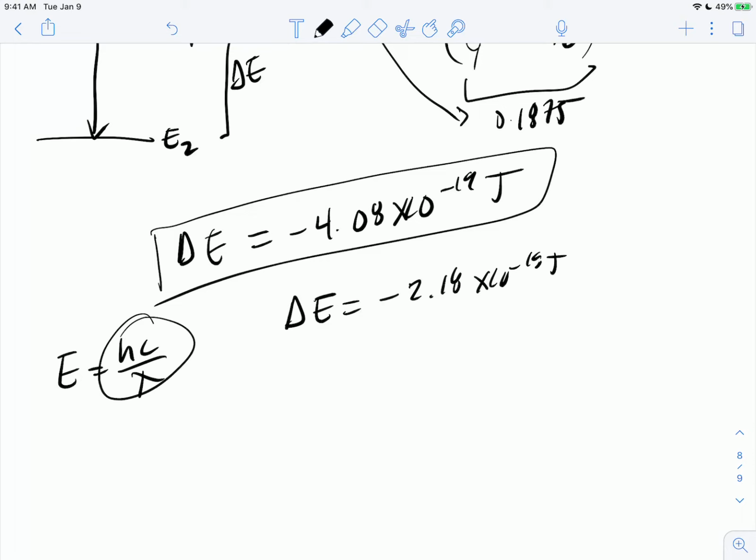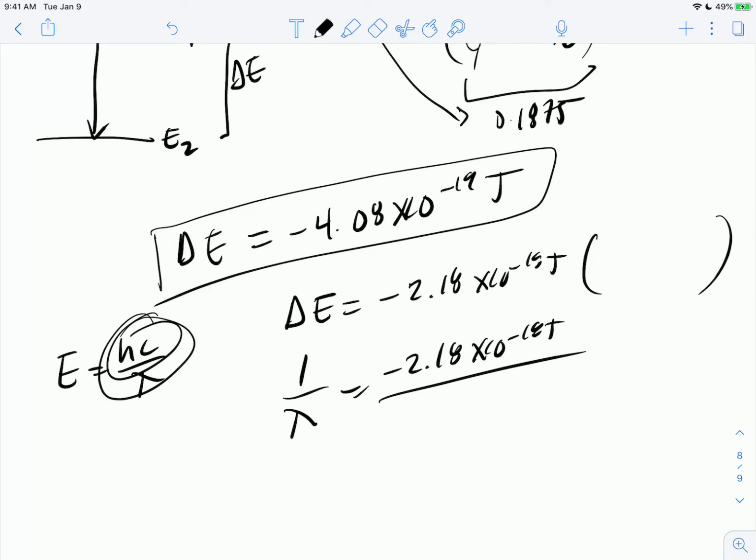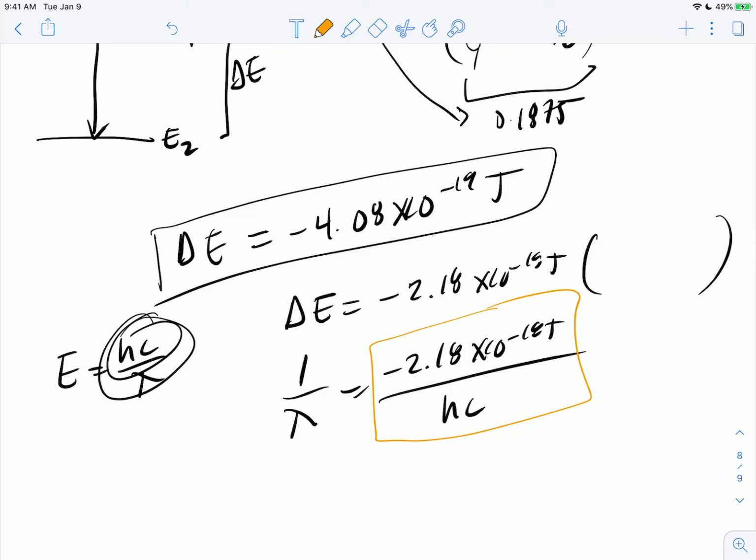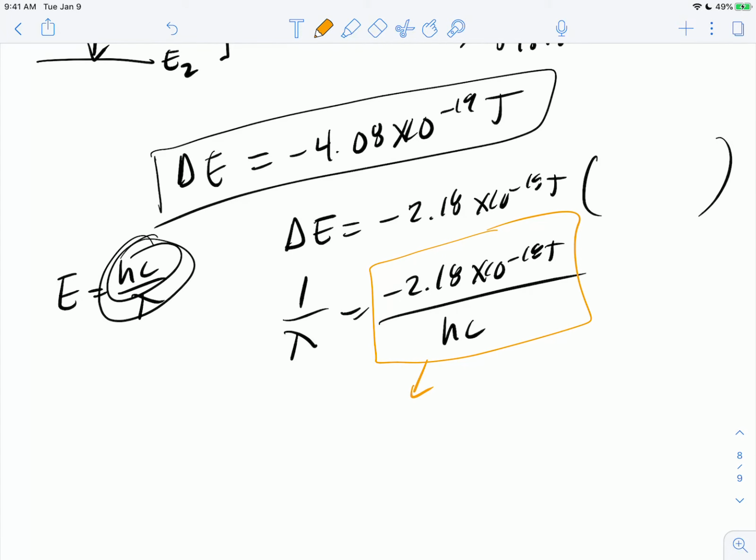What we're going to do is sub this in, and so we get times our parenthesis here, so we get 1 over lambda, and then move this hc to the bottom, is equal to negative 2.18 times 10 to the negative 18 joules, divided by hc. Now, what some books like to do is bunch all this together and put a number in here, because none of these values are changing, and you get 1.09 times 10 to the 7 inverse meters. So that's what happens when you take Planck's constant times speed of light divided by this value here.